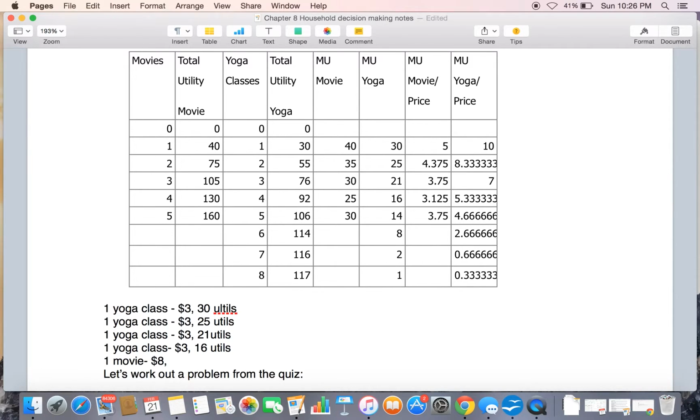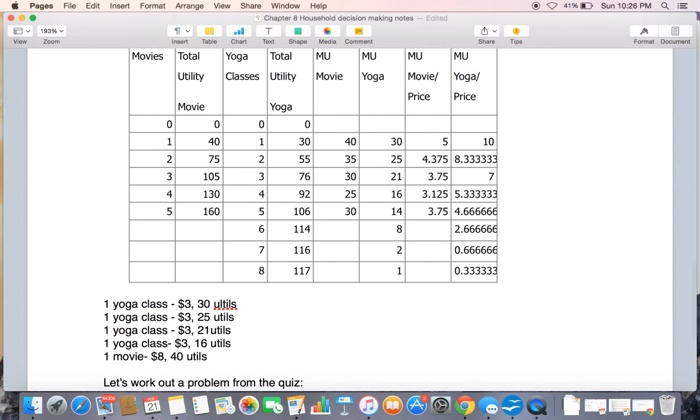Now I only have $4 left in my budget because 12 plus 8 is 20 and $4 remains in our budget. And doing that is going to yield 30 utils of satisfaction. So that first movie is going to yield 30 utils of satisfaction. Now, with the remaining $4 I have in my budget, I cannot afford to go to a movie, so in order to maximize my total utility, I'm going to attend yet another yoga class. And that fifth yoga class is going to yield 14 utils of satisfaction.